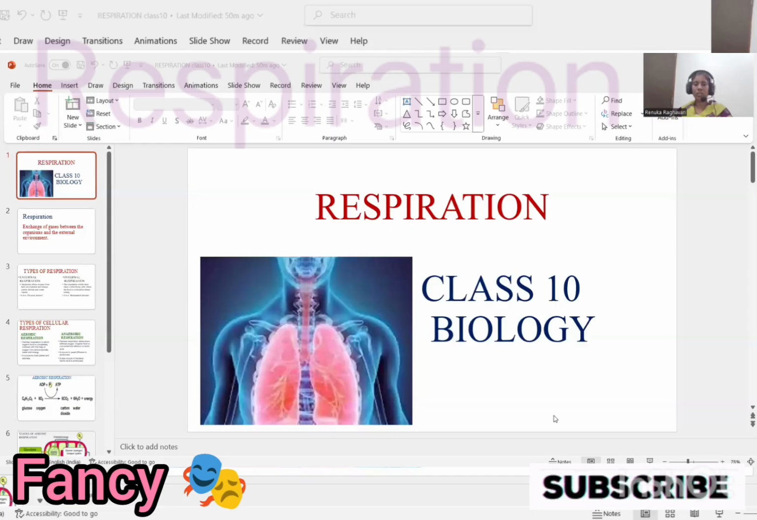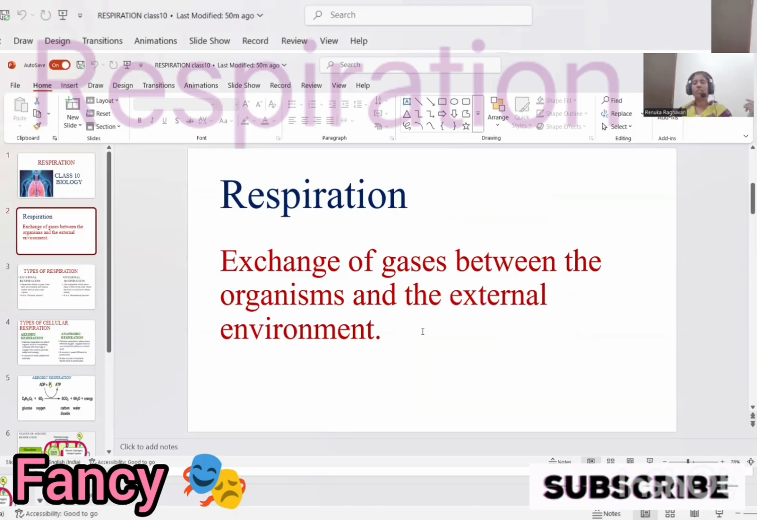Are you able to see the screen, children? Today we are going to learn what is respiration, what are the different types of respiration, and what is the process involved, what happens during respiration and after respiration also. So what do you mean by respiration? It is the exchange of gases between the living organisms and the environment. We can say the definition in our own words: exchange of gases between the living organisms and the external environment.